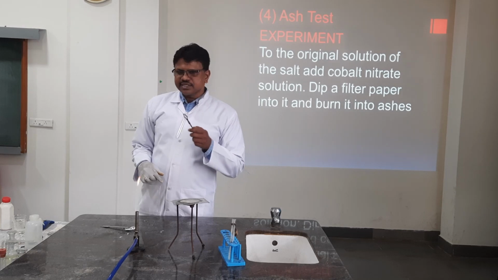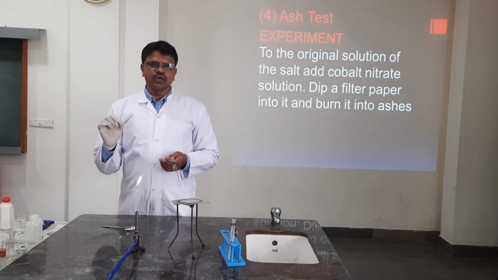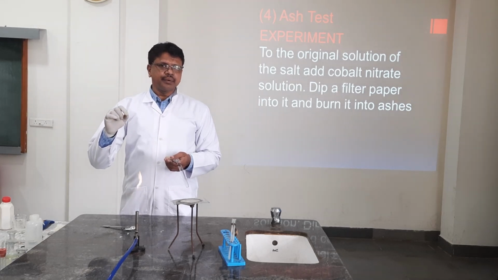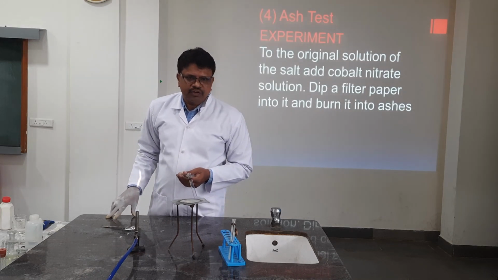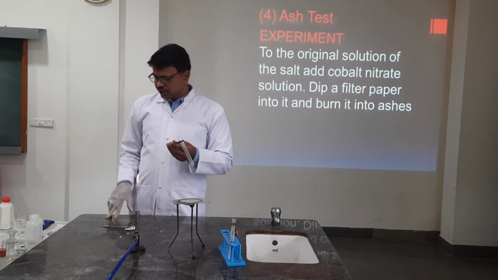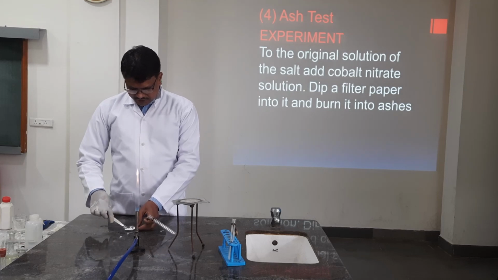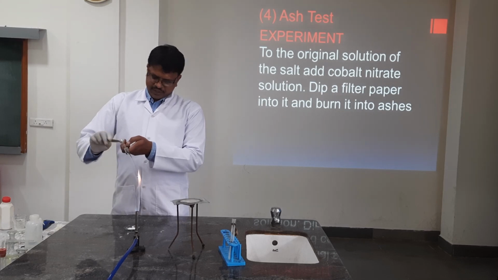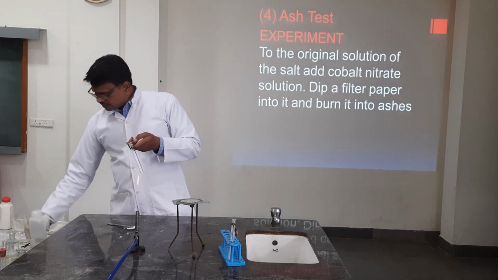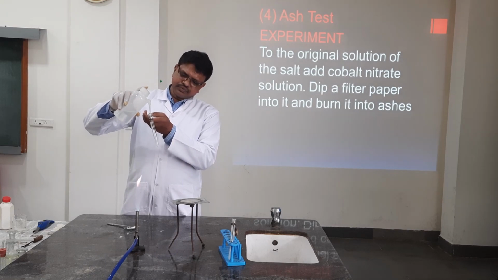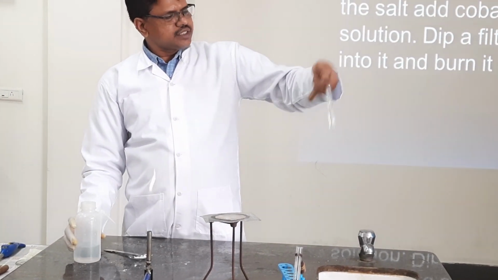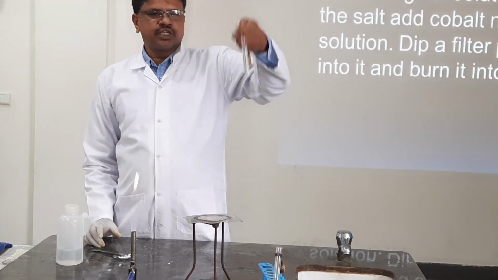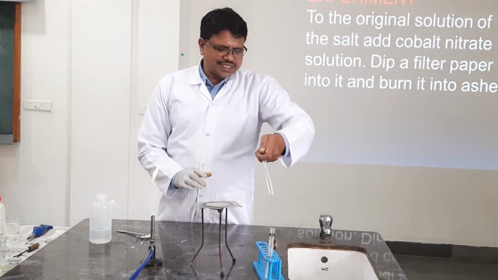So in this ash test, we have to prepare OS. What is OS? Original solution. The solution prepared by dissolving the given salt in a suitable solvent is termed the original solution. So here, this substance is taken in a test tube and I am going to add distilled water. Now I am going to make it the original solution. By using this original solution, I am going to do the ash test.